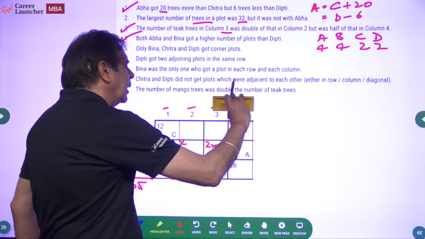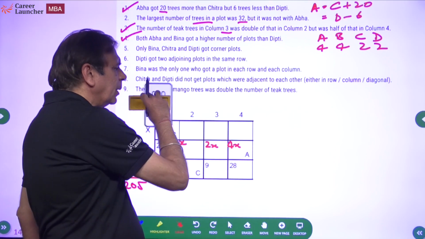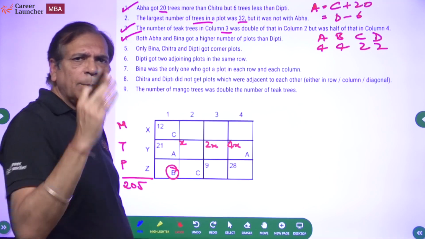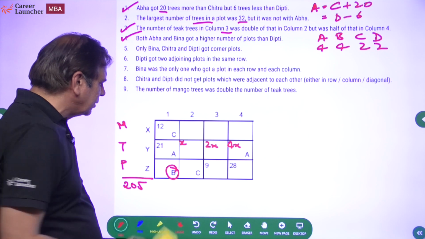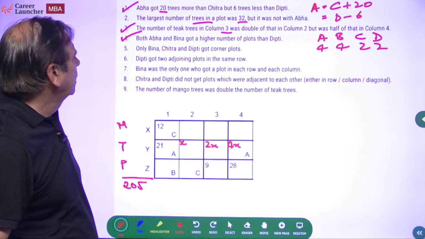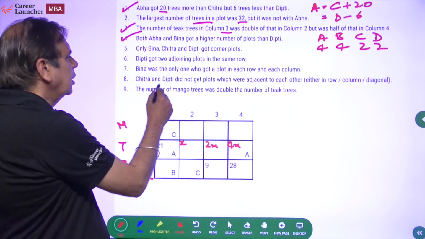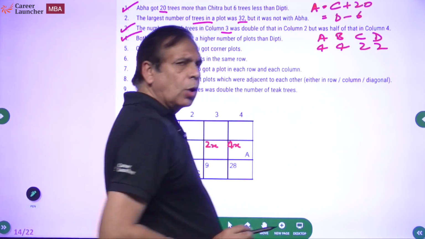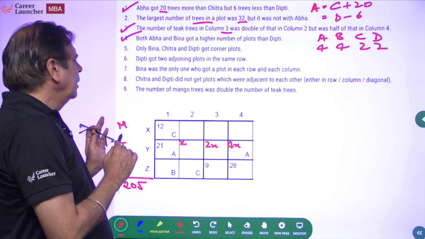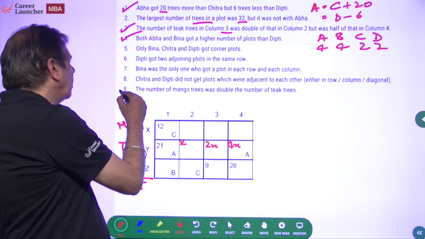First thing is, treat this particular statement like Sudoku, which means she'll get a plot in each row and each column. Each column she has to have 1 plot is something which is absolutely clear to us. We'll come back to this, however. Chitra and Deepti did not get plots which were adjacent to each other, either in row, column, or diagonal. We'll come back to it. The number of mango trees was double the number of teak trees.